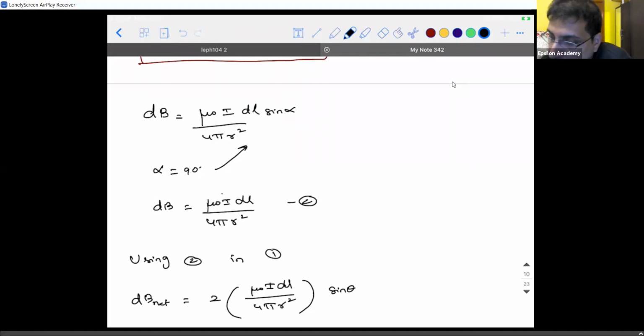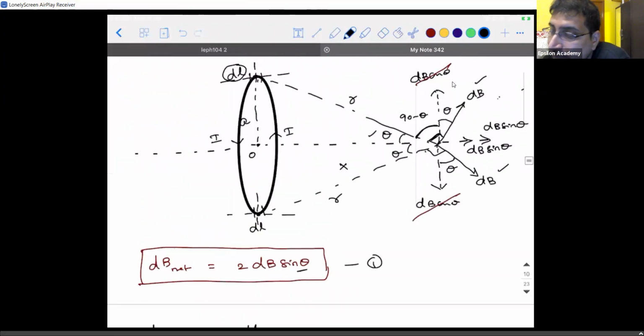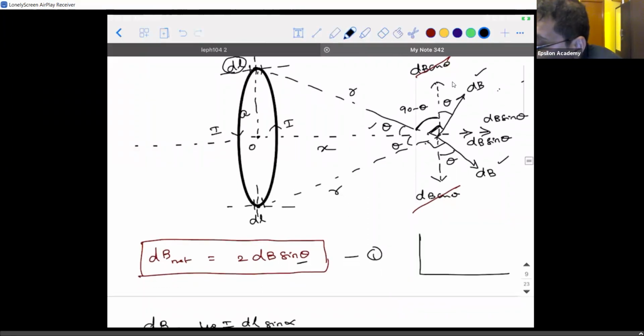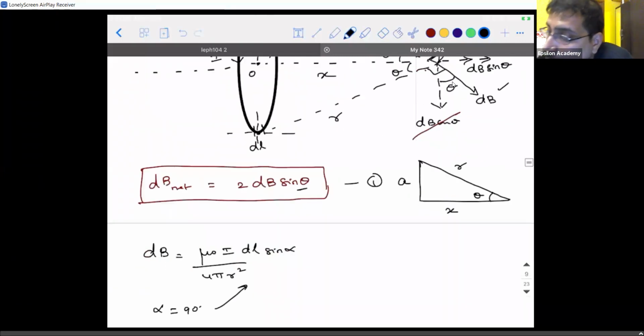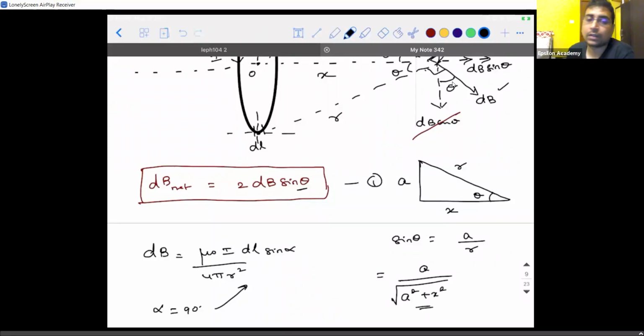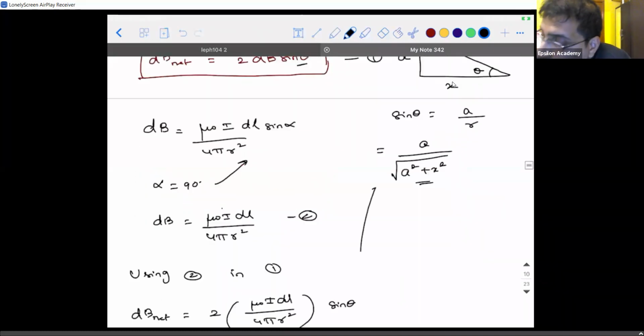Now listen. Our job is only to find sin theta, guys. What is the value of sin theta from this triangle? For sin theta, I always need a right angle triangle. If I take this as theta, the radius of the circle is A. This distance is R and this distance is X. So what is sin theta? Is it not A divided by R? So this is A divided by, what is the value of R? Root of A square plus X square. Correct? So I will substitute this value here.